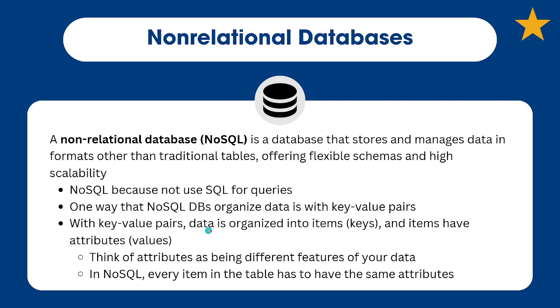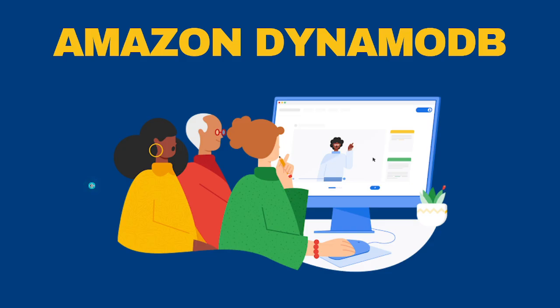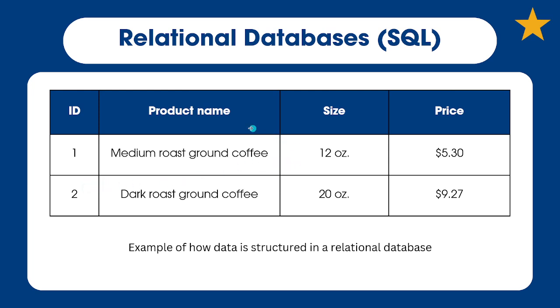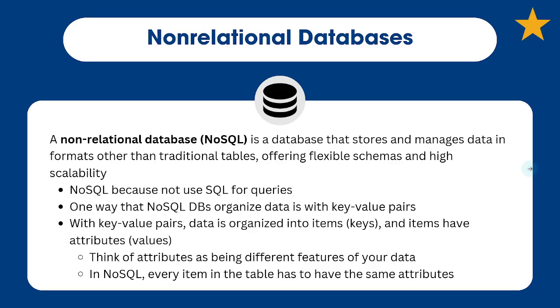So with key value pairs, data is organized into keys, which are the items, and then those items have values, which we call attributes. So think of the attributes as being the different features of your data. So for example, in a table-based database, in a SQL database, the attributes would be the columns. The columns of the database are the attributes. Attributes are the features or characteristics, right, of each coffee. So this is the name of the coffee, the size, the price. I can see if it's expensive. I can see what kind of coffee it is. So those are the attributes.